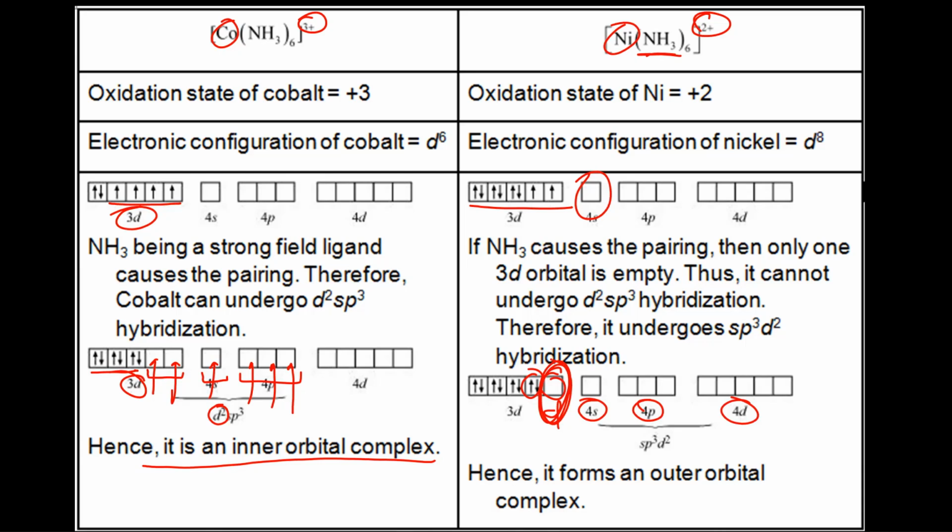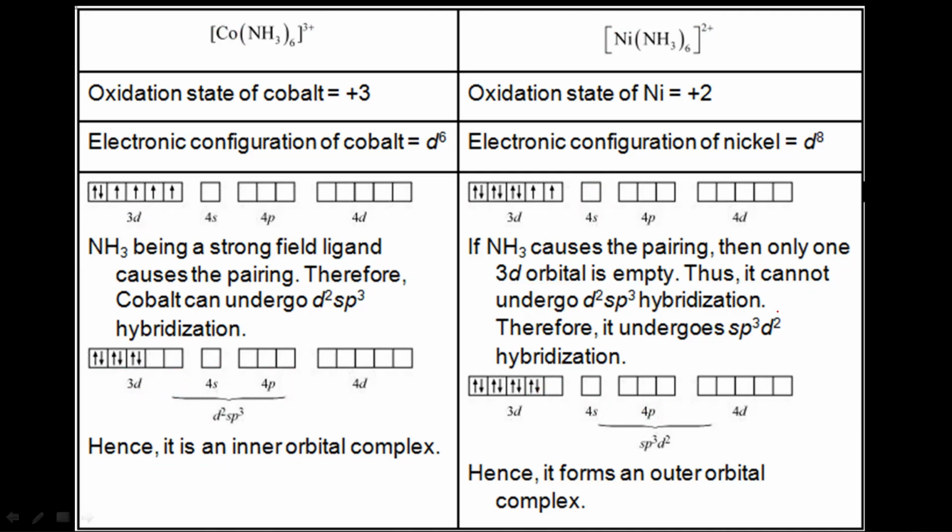Okay. Then only one 3D orbital is empty, thus it cannot undergo DSP. The reason is, try to understand what is the reason. If I use this configuration, I need 6 NH3. So I will be using this one, these 3, and this one. The energy difference between this D and this D is quite large.